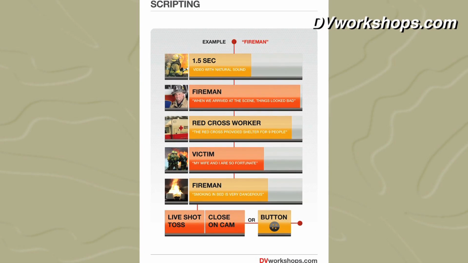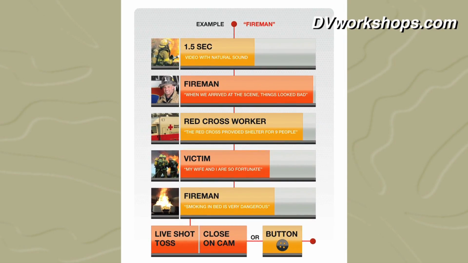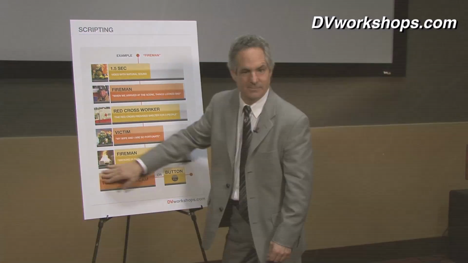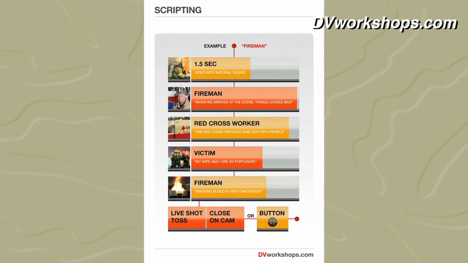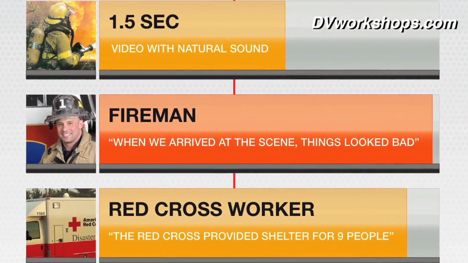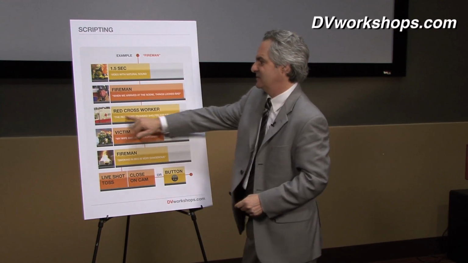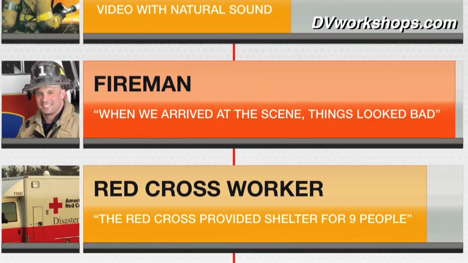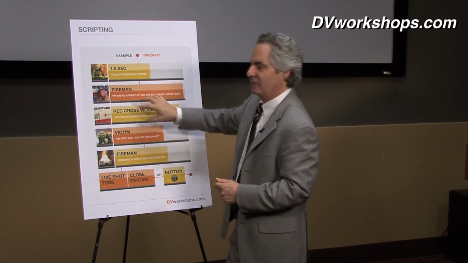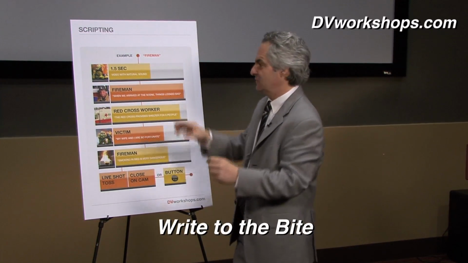Now, when I'm writing, it's all based on the actual sound bite. And what I do, all my narration snakes around each one of these and sets each one up. And what makes it easy is I know what I'm writing. Let's say the first bite is the fireman. I know that my narration, or my reportage, has to set this person up. And I know the next thing I write has to set up the Red Cross worker. I'll give you an example in a second. So when I mean snake your narration around the bites, put the bites down first in the order you want them to appear, and then you write to the bite. So it snakes around.